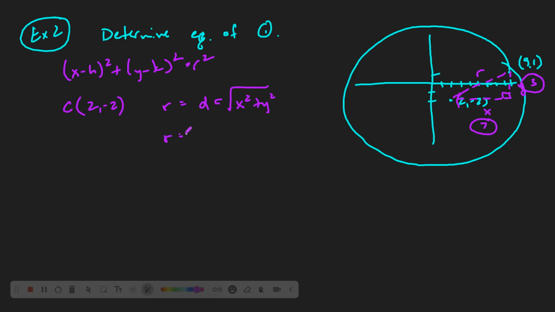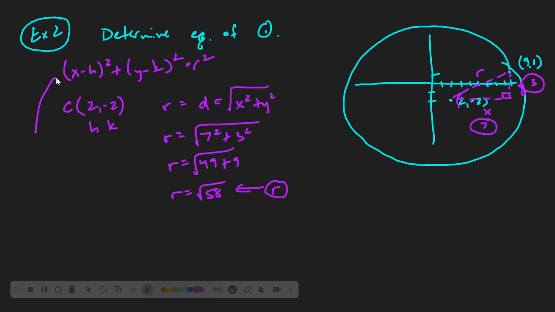So my radius here is going to be 7 squared plus 3 squared. That is 49 plus 9. The radius is the square root of 58. There is no need to simplify that. Leave that alone. That is your r. You're done with your r, right? 2 and negative 2 are my h and k, and now we just plug it into the formula.